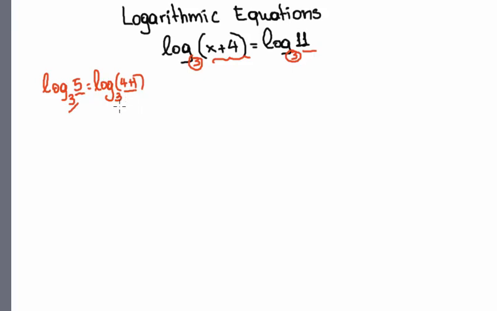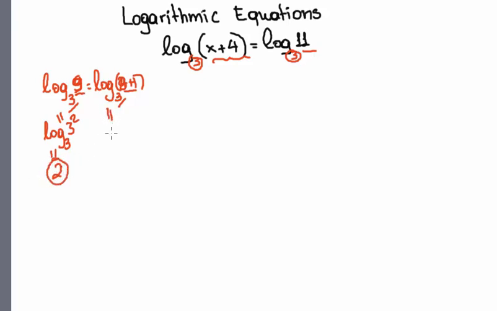Why? Because they have the same base, and since they have the same base, we are talking about the same number. Let's make this even easier. Assume that you have the log of 9 with base 3 and the log of 8 plus 1 with base 3. Log of 9 is nothing else than the log with base 3 of 3 squared. So this is equal to 2.